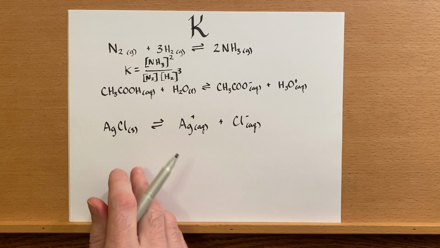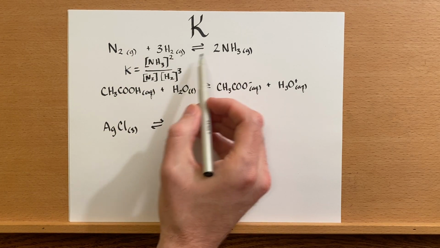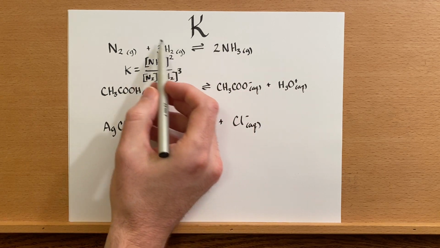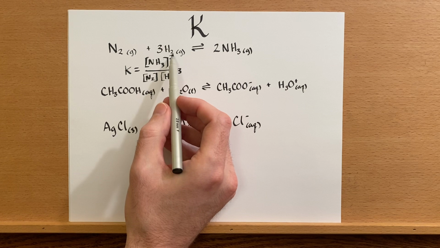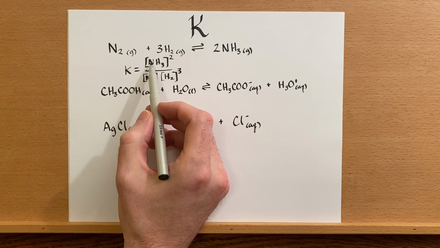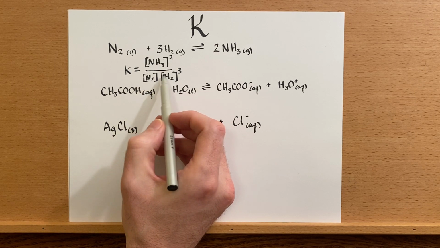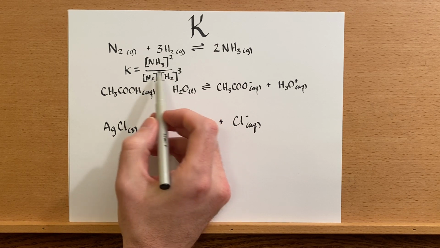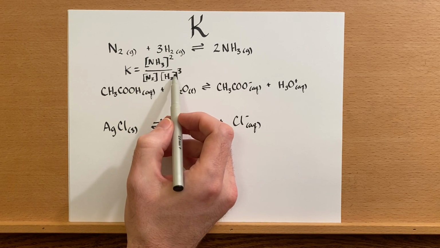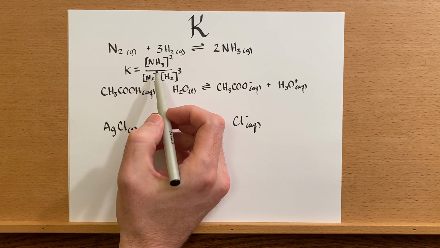Now, notice how, again, we raise it to the power of the stoichiometric factor, and we use products over reactants. All of these are multiplied by each other, so it's ammonia concentration squared divided by nitrogen concentration times hydrogen concentration to the third power. All of this down here gets included on the denominator, products on the numerator.